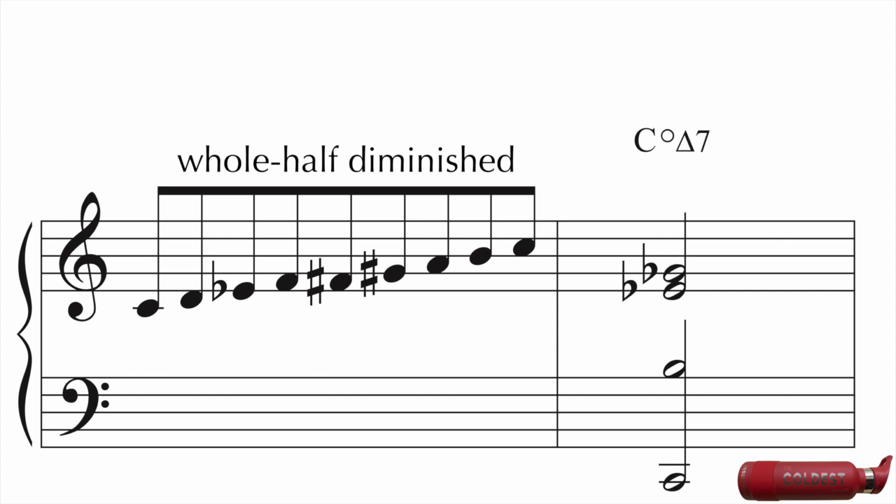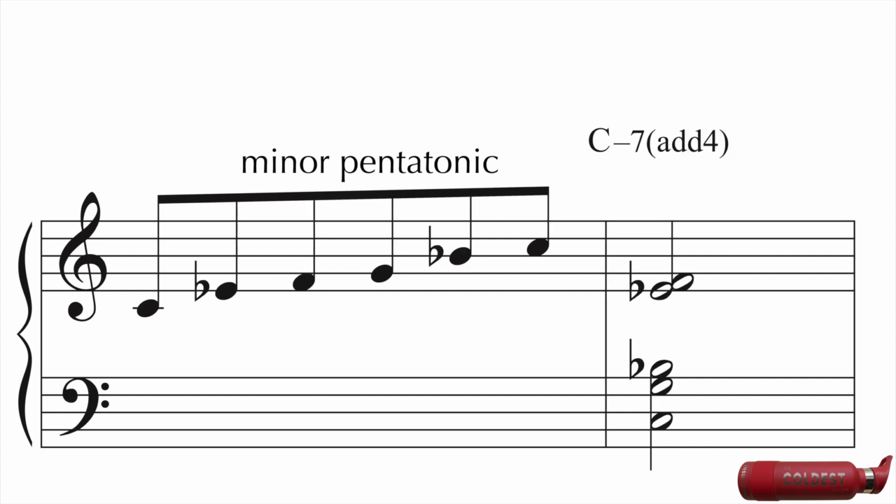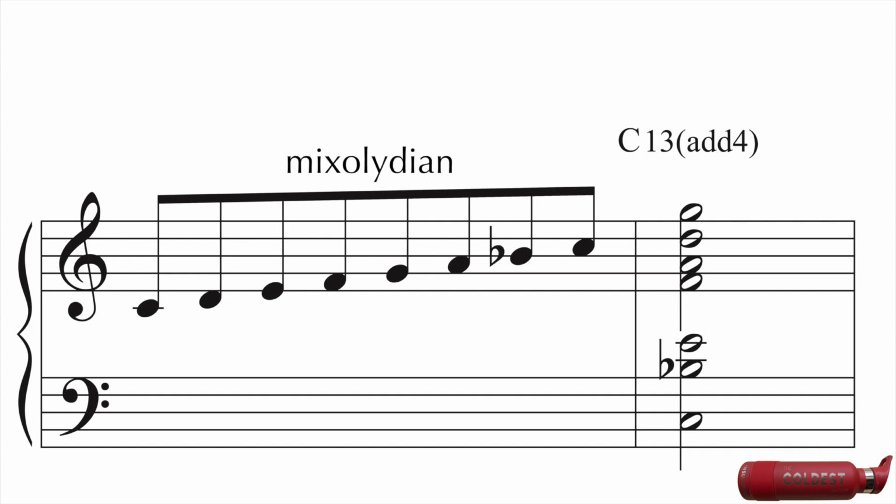In other words, once you know that a certain chord fits into a certain scale, then if you just remove tones from that chord, it will still fit into the same scale. With this in mind, let's get into some chord-scale relationships. The major pentatonic scale contains all the tones of a major 6-9 chord. The minor pentatonic scale contains all the tones of a minor 7 add 4 chord. The Ionian scale contains all the tones of a major 13 add 4 chord. The Mixolydian scale contains all the tones of a dominant 13 add 4 chord.